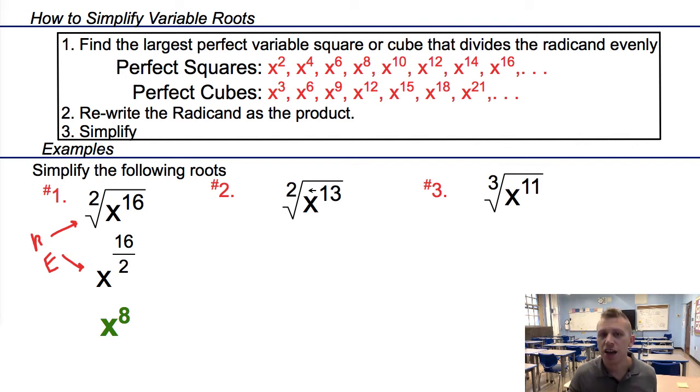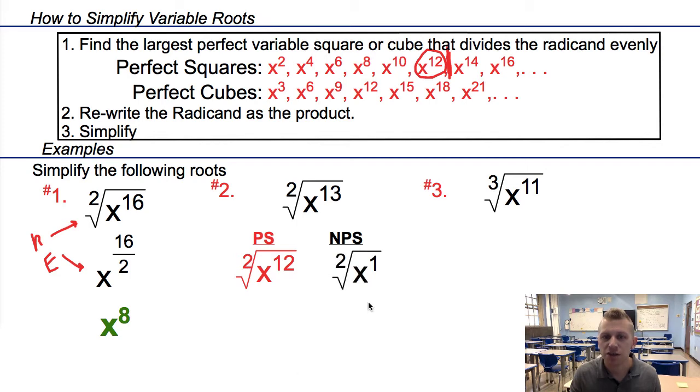The second one is not a perfect square. X to the 13th is an odd power, and only the multiples of 2 are perfect squares. So I take out the largest perfect square that divides it evenly. In this case, x to the 13th would be here. So the largest one that divides it evenly is x to the 12th. So what I can do is make a list of perfect squares and non-perfect squares. The perfect square here is x to the 12th. Well, x to the 12th times what variable is x to the 13th? Well, because we're adding the powers, it's just x to the 1st.